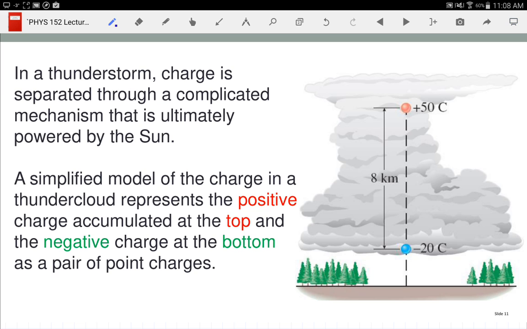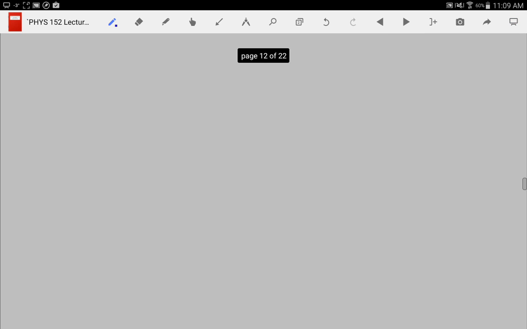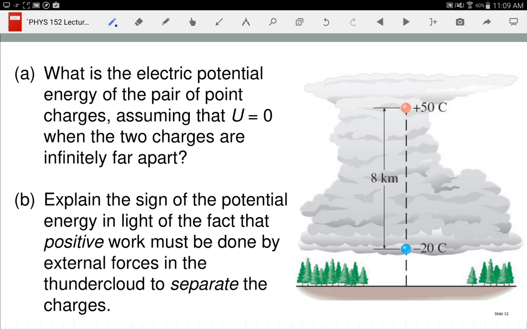A simple problem to help us think about this energy thing. So we have a simplified form of the storm cloud. Remember in lab we had the students up here talking about how lightning occurs. This is a simplified model just saying we have a charge separation. We have 50 coulombs on top and only minus 20 coulombs on bottom. Where'd the other charge go? Not my concern. They're separated by 8 kilometers. And then our question is, what is the electric potential energy of the pair of point charges, assuming that potential energy is zero when they're infinitely far away? How do you find that?